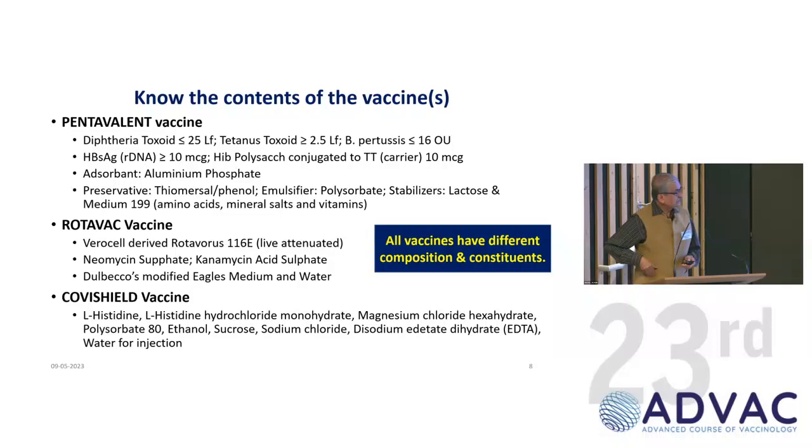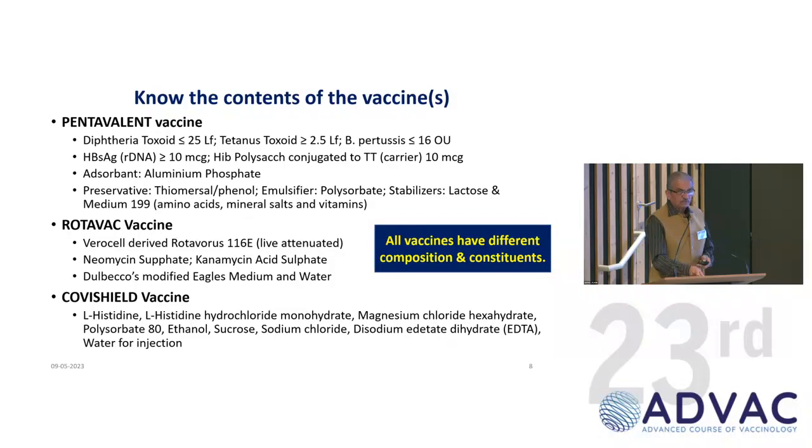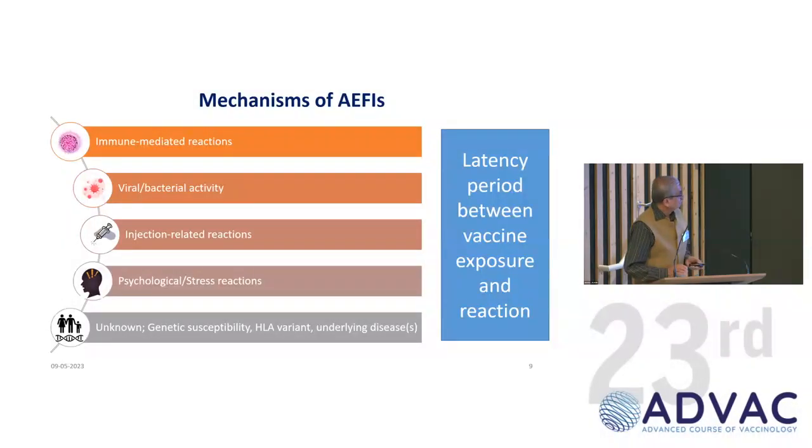So all vaccines have different composition, and even the same platform, but manufactured at different places, also have differences. So please look at the composition of the vaccine. Now, what are the various mechanisms, either known or some of them hypothetical or being worked out? Immune-mediated reactions are the most important, and we will discuss it in the next few minutes.